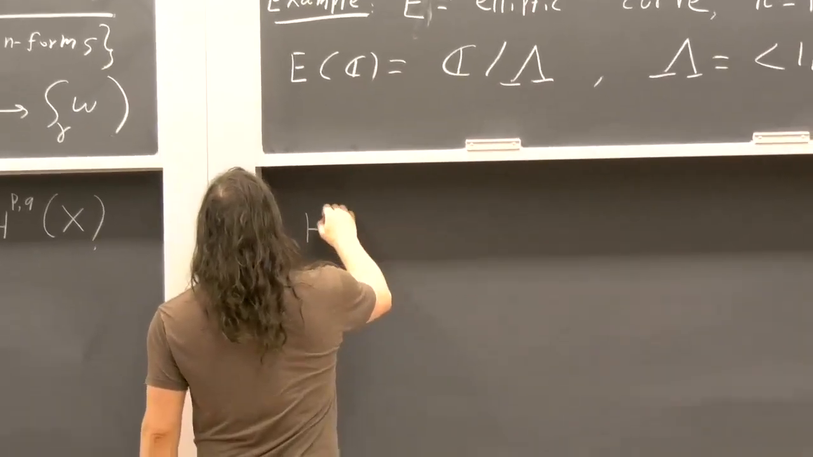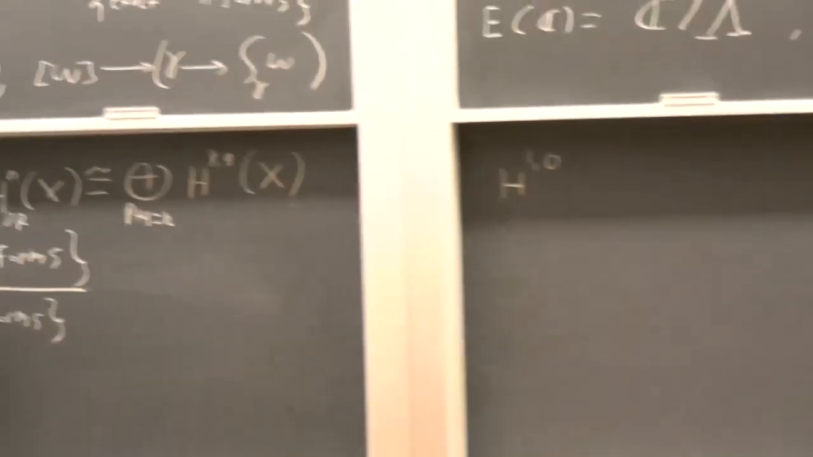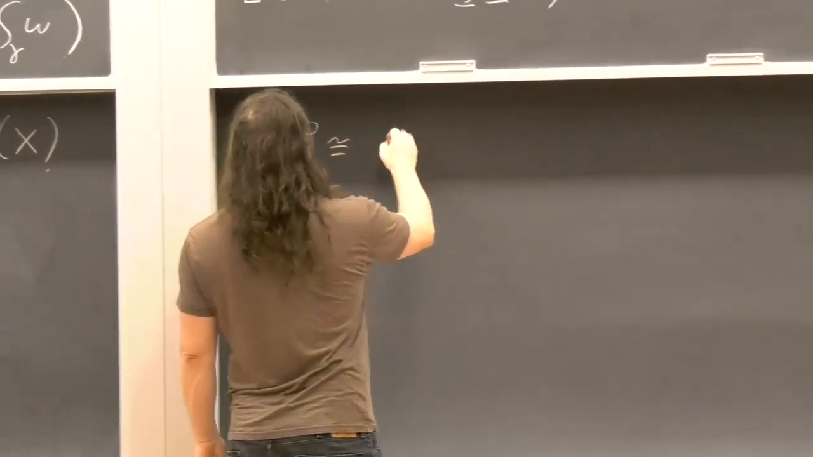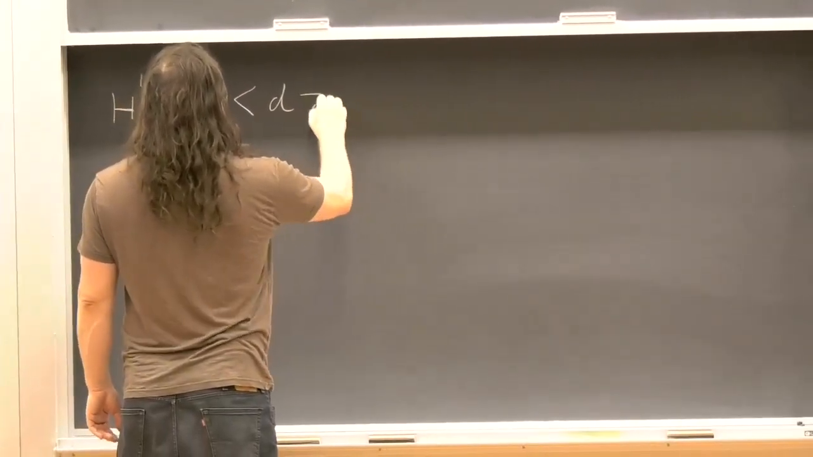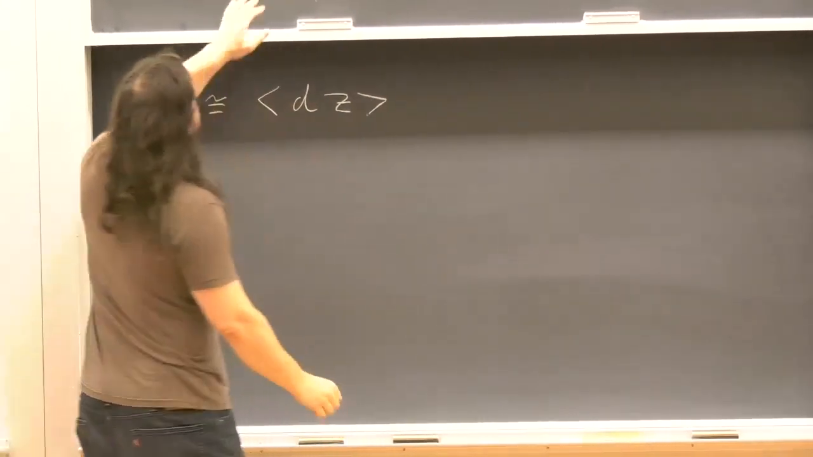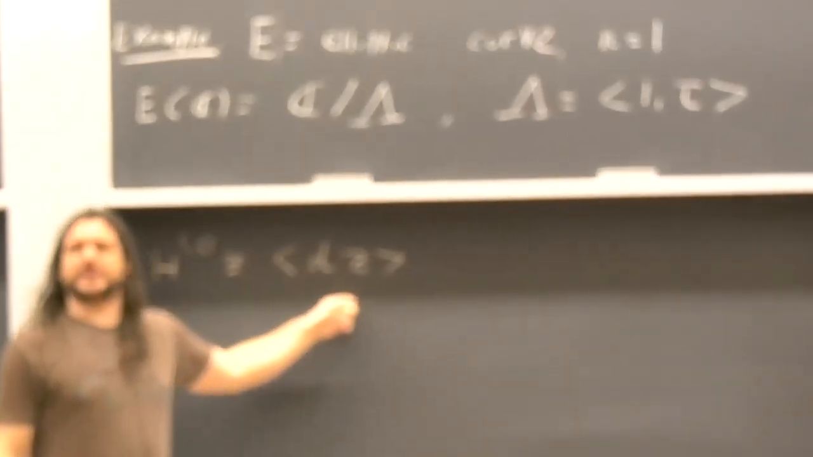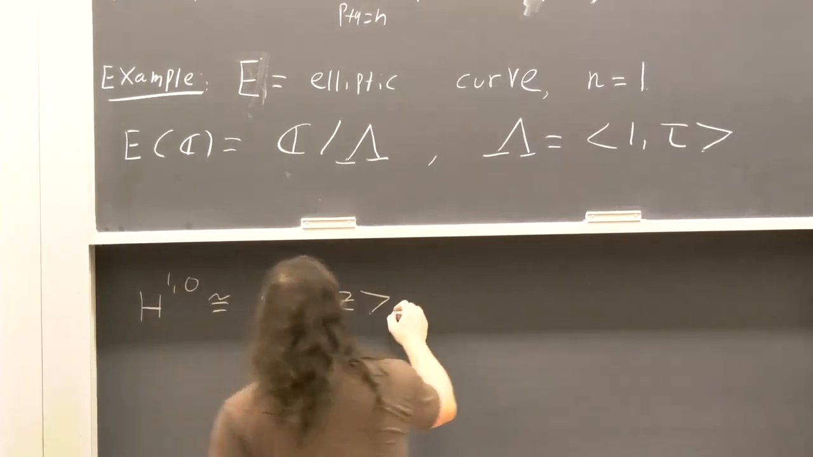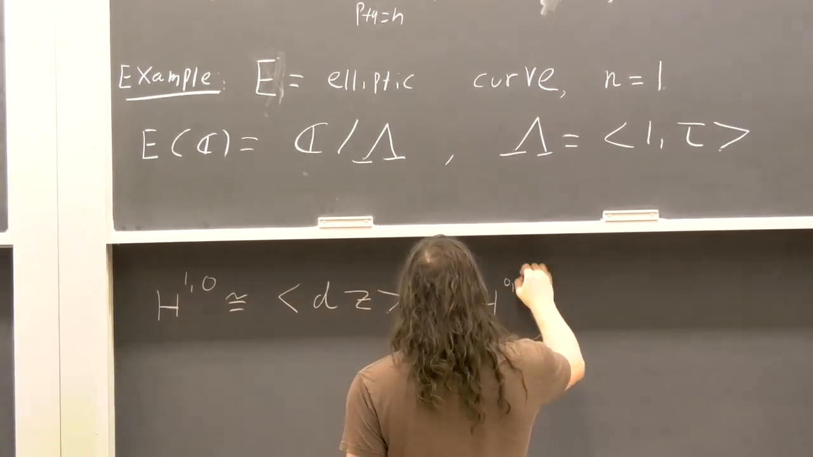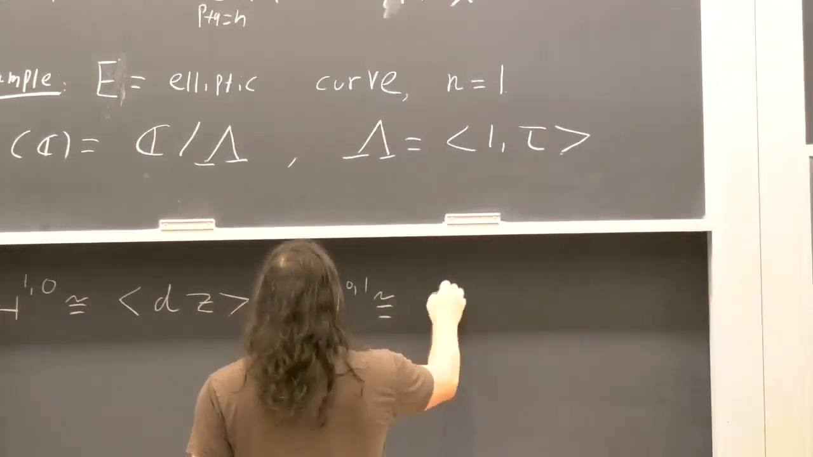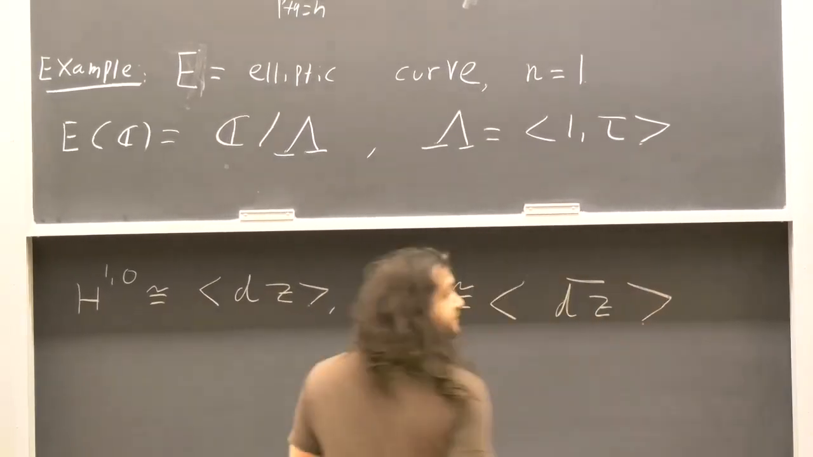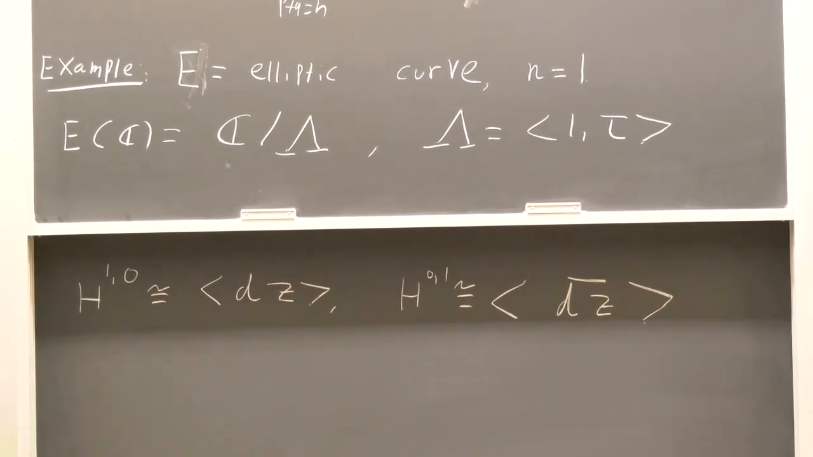Well, if we look at H^{1,0}, so what do we want? We want the closed (1,0) form. So naturally, we already have one. If we let z be the coordinate here, then dz is precisely such a closed (1,0) form. And likewise H^{0,1}, where we want the closed (0,1) form, is going to be the span of dz bar.